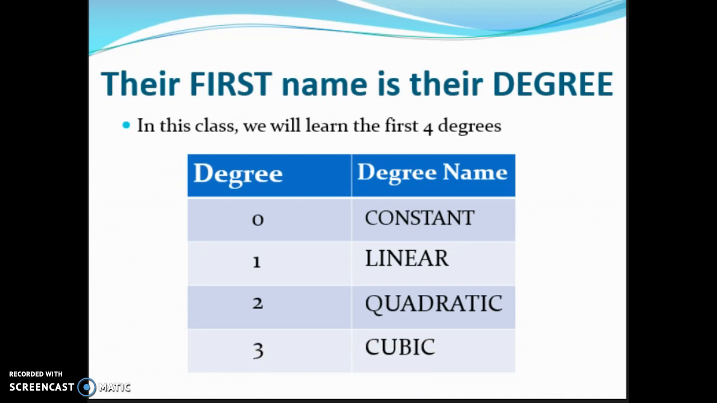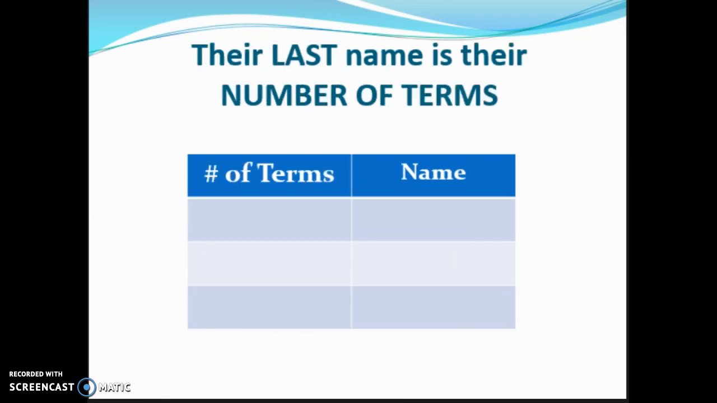Okay? Now remember, polynomials have a first and a last name, so let's go over their last names now. The last name is by the number of terms or the number of pieces. Okay, so if it's just one piece, it's called a monomial. If it's 2 pieces, it's called a binomial. And if it's 3 pieces, it's called a trinomial. We will not do any that are bigger than this in Algebra 1.